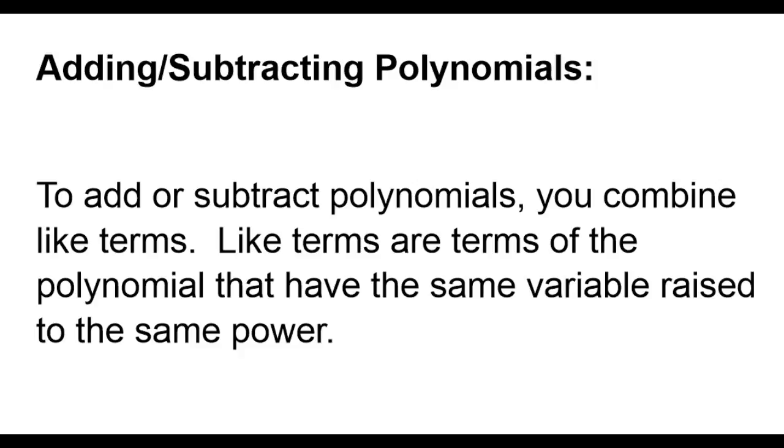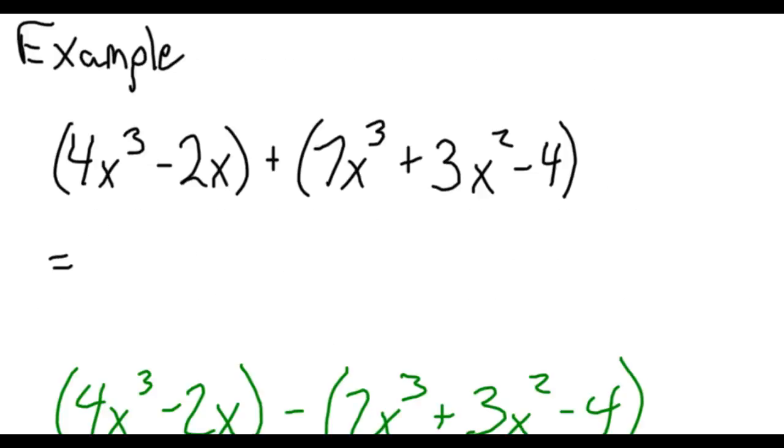To add or subtract polynomials, you combine the like terms. Okay, remember, like terms are terms of the polynomial that have the same variable raised to the same power. So if we take a look at an example, we have 4x cubed minus 2x plus 7x cubed plus 3x squared minus 4x. So if we're going to add these two polynomials together, first we're going to find our like terms. So our highest degree power is x cubed, so we have a 4x cubed and a 7x cubed.